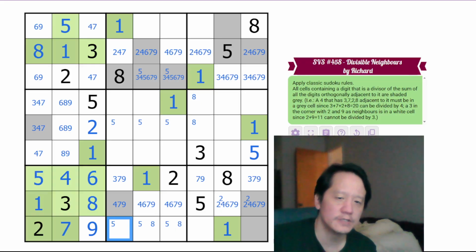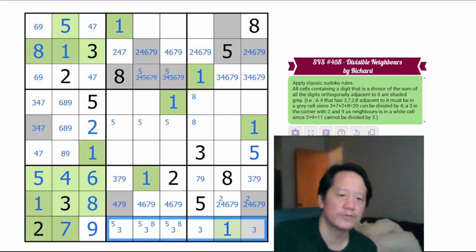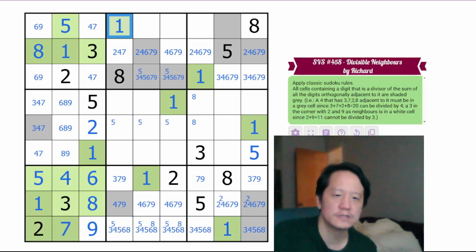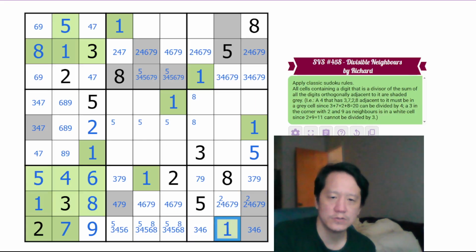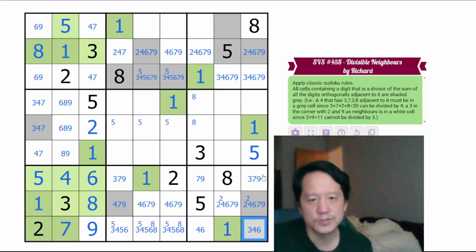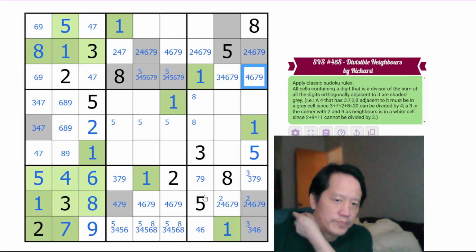But, okay, so remaining digits in row 9 are 3, 4, 5, 6, 8. No 8 here. This cannot be 5 here. No 8 here. 3 can't be here because of the 3 in the column. So where's 3 in box 9? 3 has to be one of these two digits. Well, that eliminates 3 in the rest of the column.